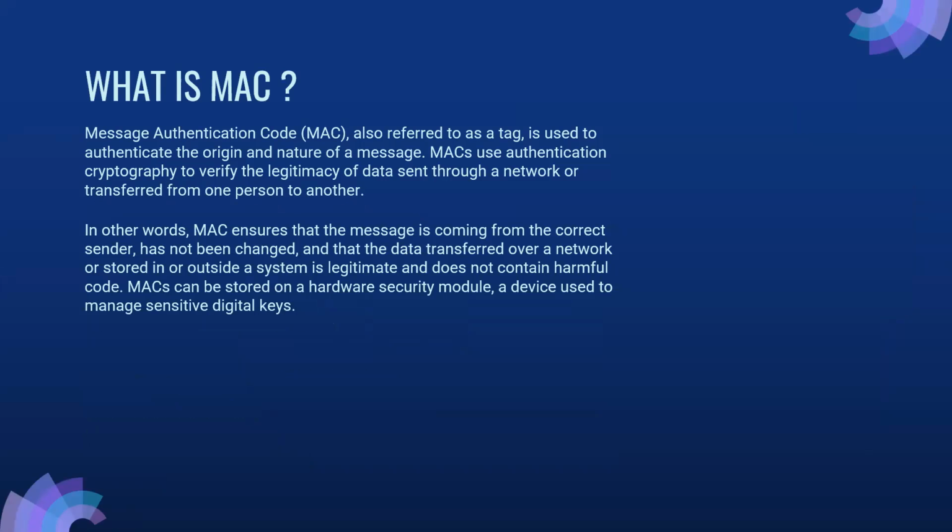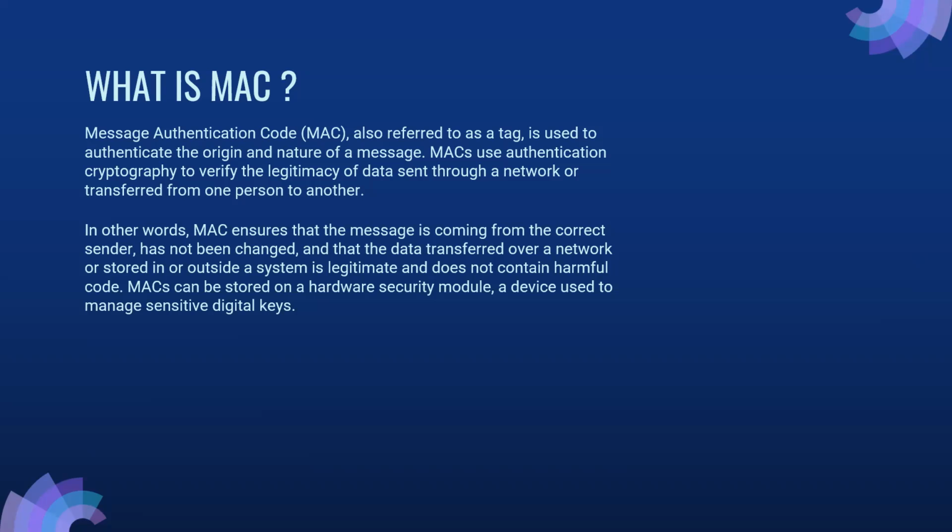So first of all, I would like to talk about what is MAC. A message authentication code, also referred to as a tag, is used to authenticate the origin and nature of a message. MACs use authentication cryptography to verify the legitimacy of data sent through a network or transferred from one person to another.